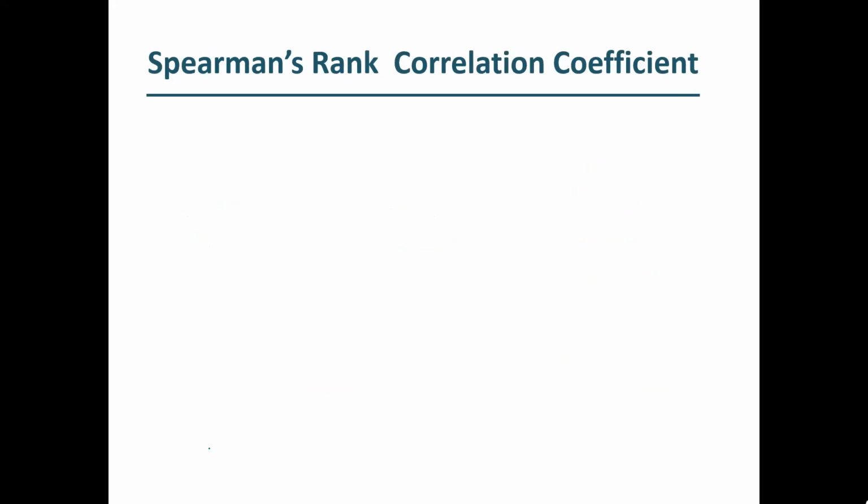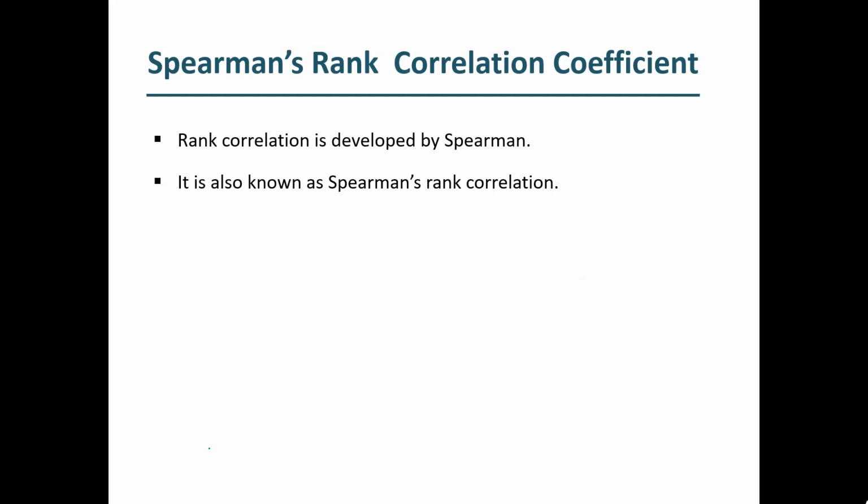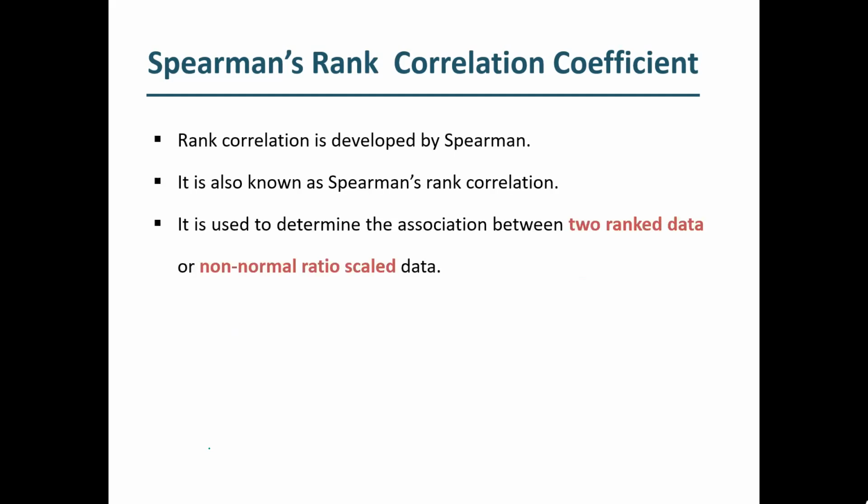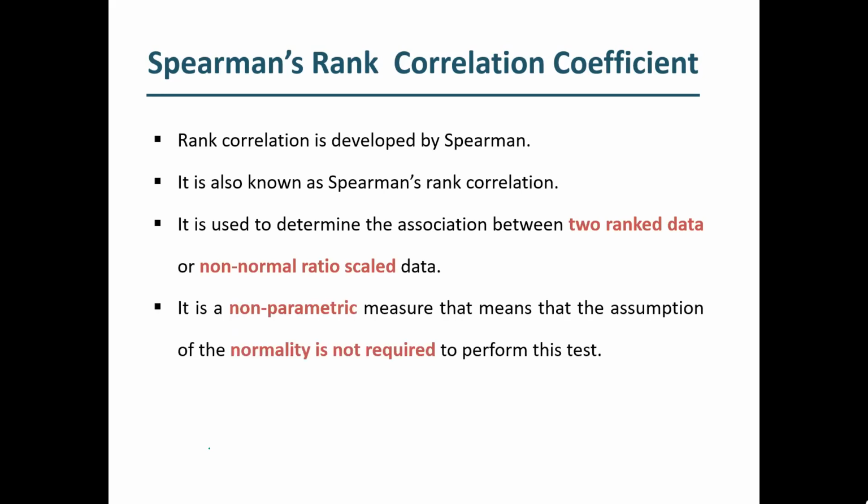Then we have Spearman's rank correlation coefficient. I'm just giving you the idea so that you can easily differentiate between Karl Pearson's correlation coefficient and Spearman's rank correlation coefficient. Rank correlation is developed by Spearman, known as Spearman's rank correlation. It is used to determine the association between two ranked data or non-normal ratio scale data. It is a non-parametric measure. That means that the assumption of normality is not required to perform this test. Right?